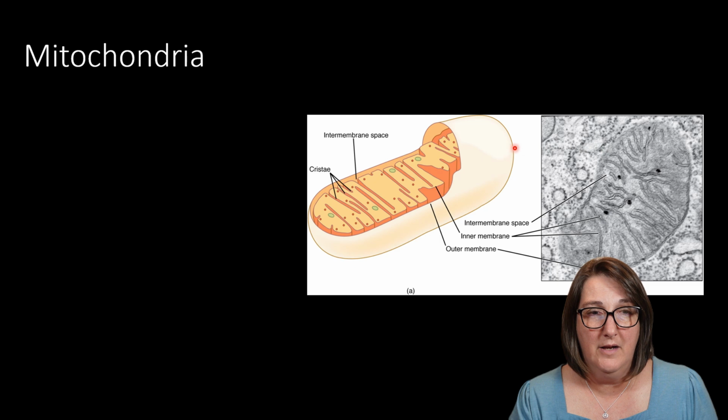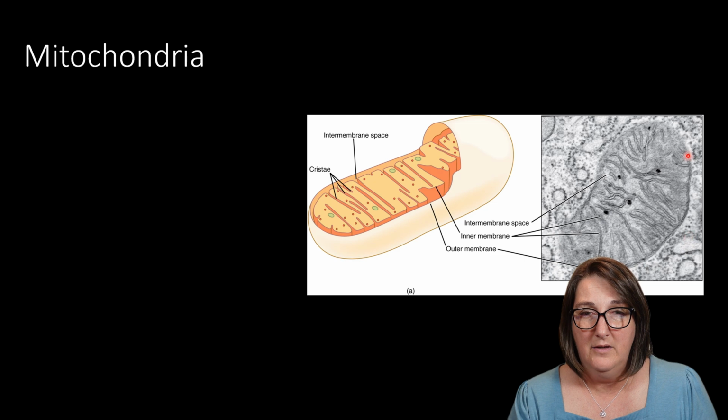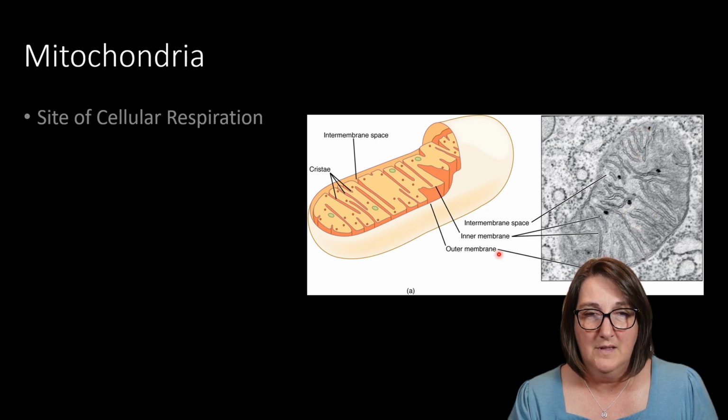Next one, these are one of our energy cells. This is a mitochondria. Here's an electron microscope image of a mitochondria. And you see these little lines? These are cristae. These are where you have a lot of surface area for cellular respiration to happen. So let's look at that. So this is going to be the site of cellular respiration.